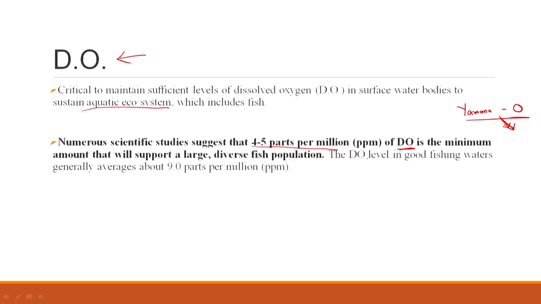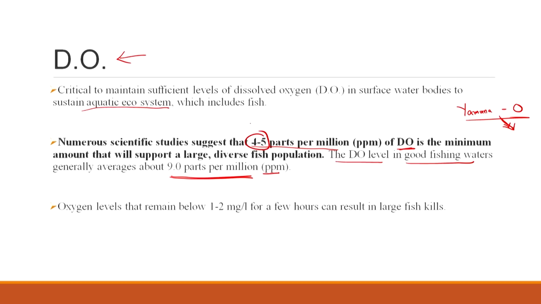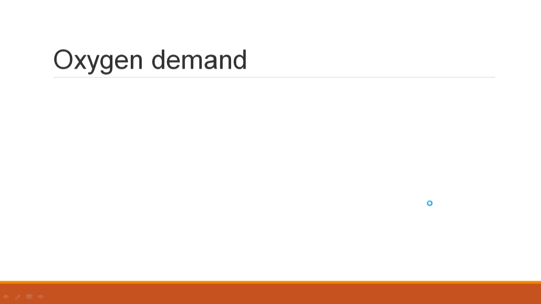So, DO of 4 to 5 is the minimum that will support aquatic life, and in good fishing waters it is 9, but rarely do we ever see this. Maybe in the upper reaches of the Himalayas we can come across 9 ppm, but typically 4 to 5 is what we want to maintain. Below 1 to 2 for a few hours, there are large fish kills.